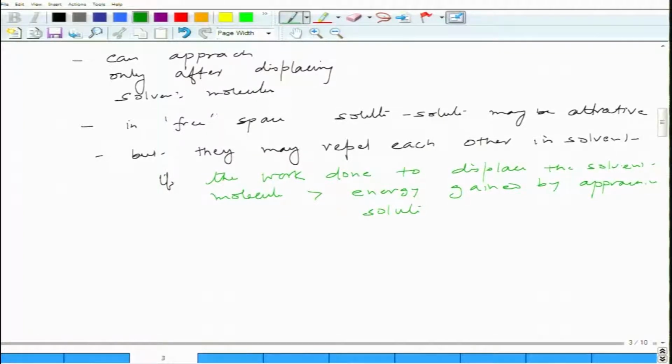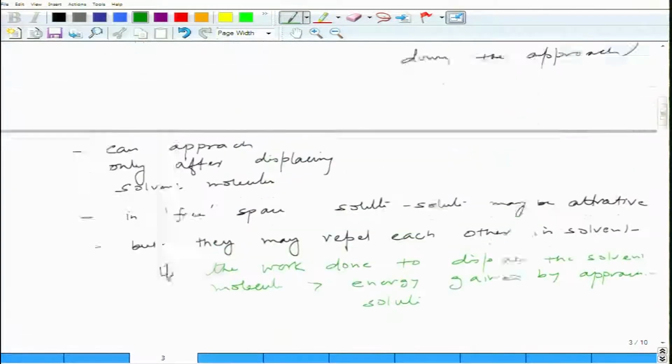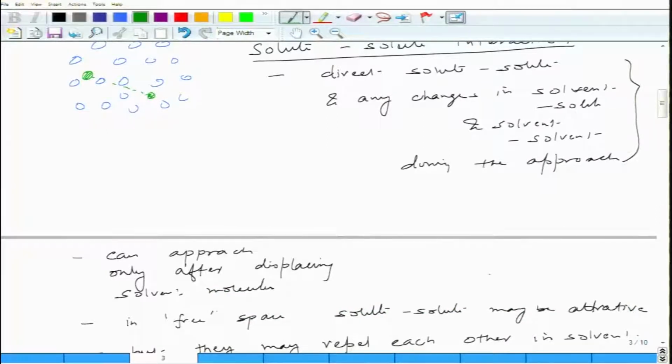Now in addition to that, the solute can perturb the solvent molecules and cause a local ordering of them. Due to that, there is another contribution, which is basically the solvation force, which may arise.